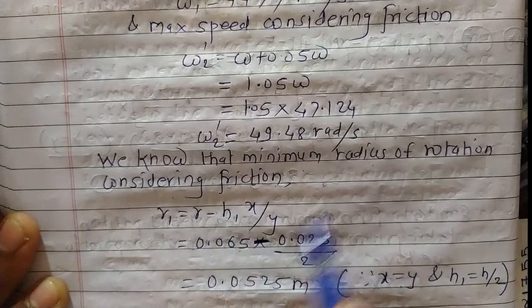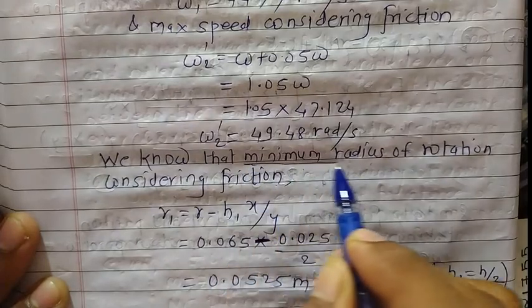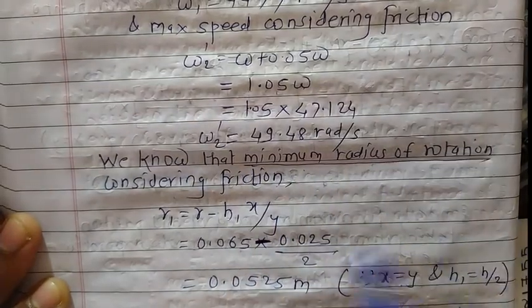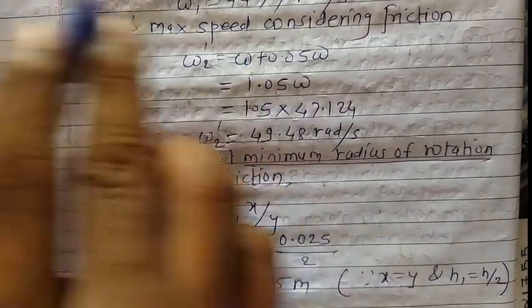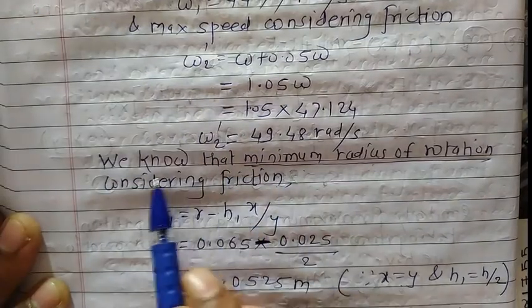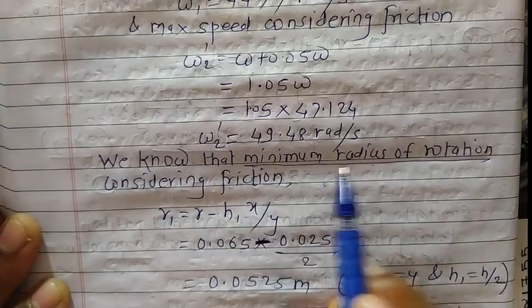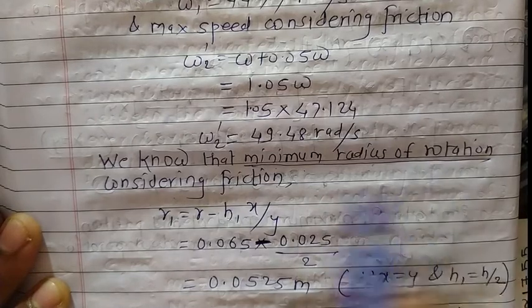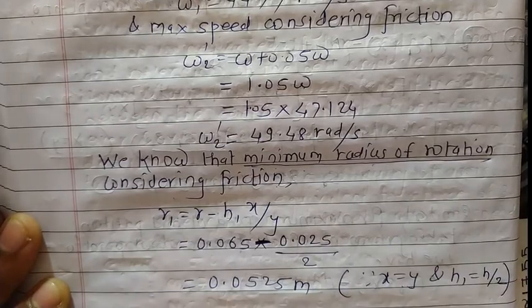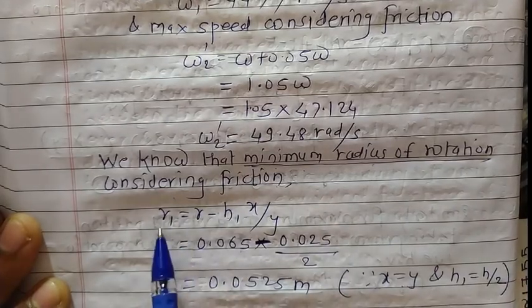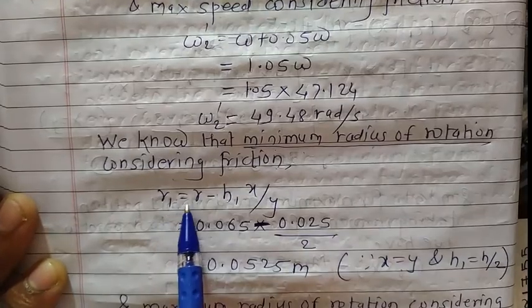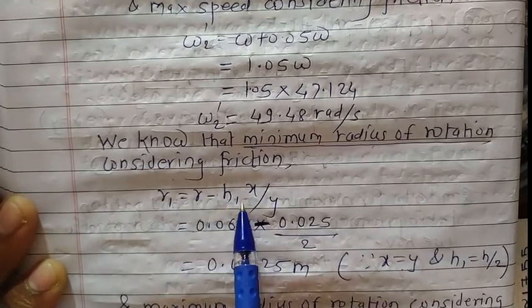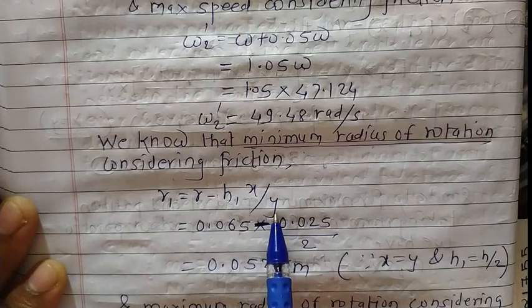Okay, this one, if we consider the minimum radius of rotation. Earlier we were discussing the mid position, and here for the minimum radius of rotation we consider the next details. So here r1 equals r minus h1 into x divided by y.